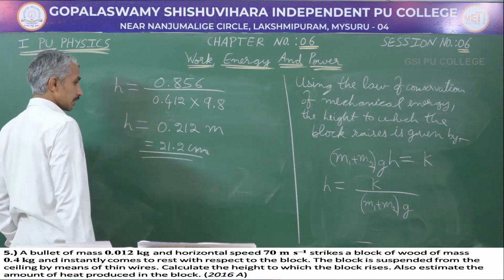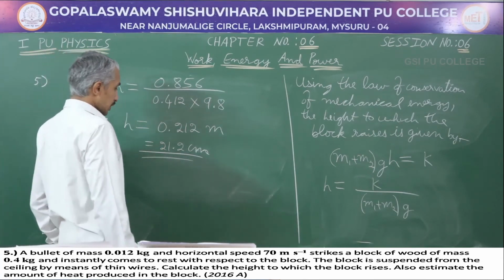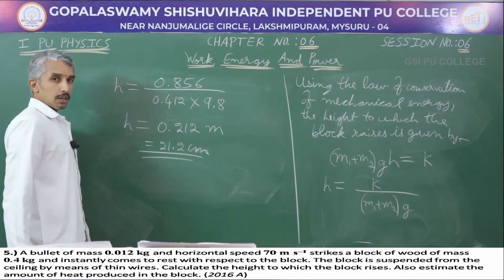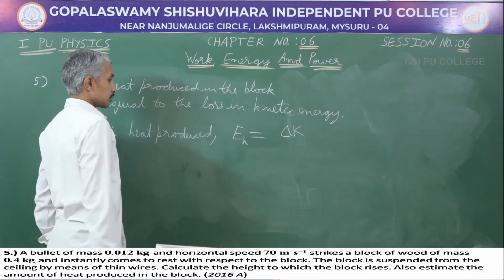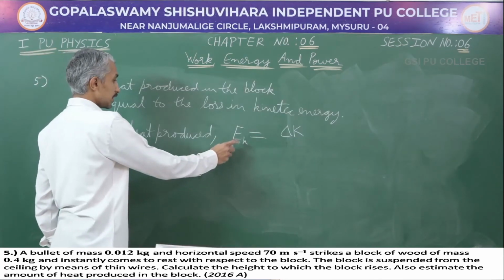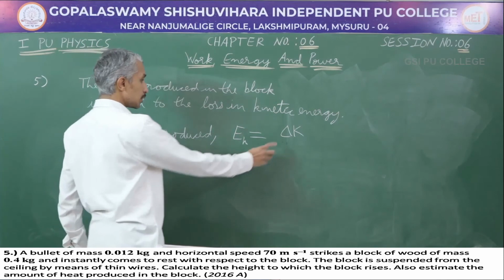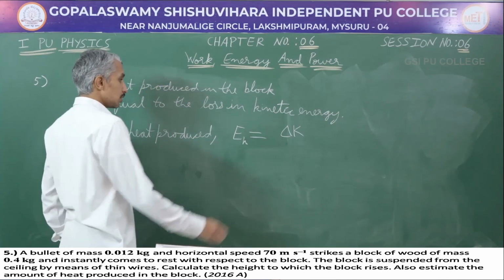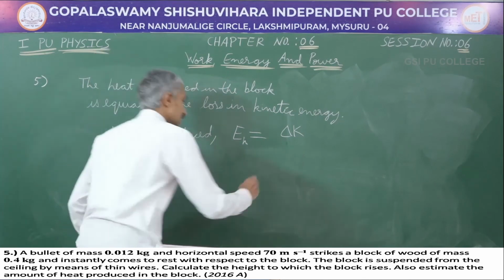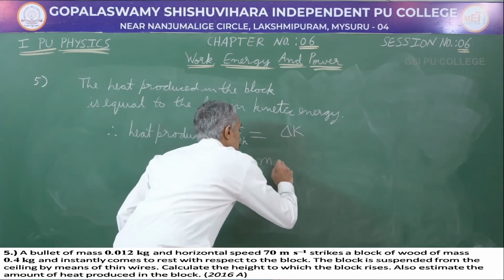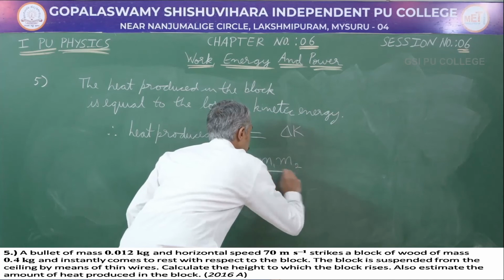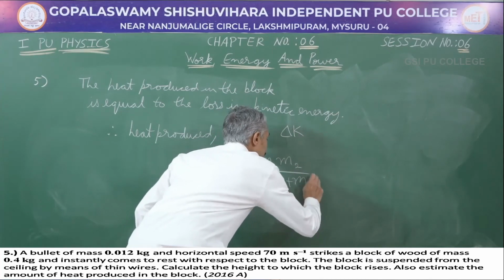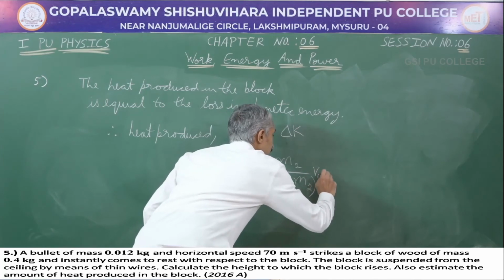Finally, we are left with finding the heat produced. By considering the loss in kinetic energy for an inelastic collision, we can calculate the heat produced. The heat produced here, represented by heat energy E subscript h, is equal to the loss in kinetic energy for an inelastic collision. We have derived the expression for loss in kinetic energy, and it is m1 into m2 divided by 2 into (m1 plus m2) into V1i square.